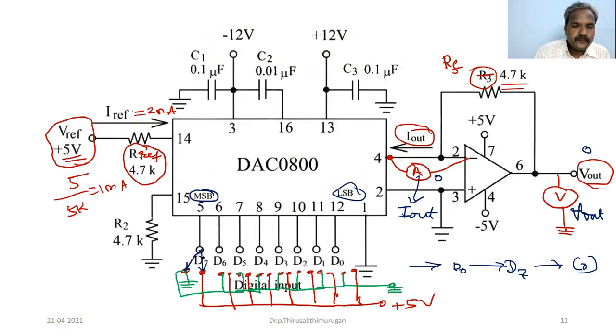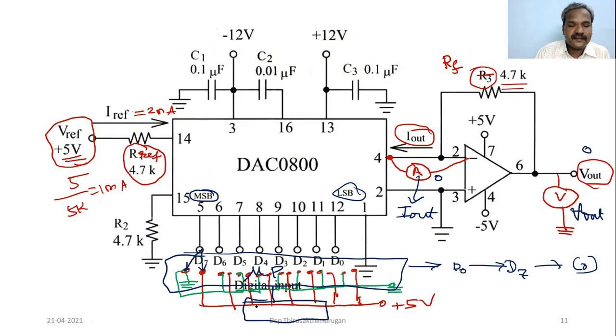These inputs are coming from the microprocessor bus. The processor is connected here. So through the microprocessor bus card, this DAC is connected. With the help of that, we can simply convert the digital input to analog output, V output. This is a single unipolar DAC operation. Understand or not?